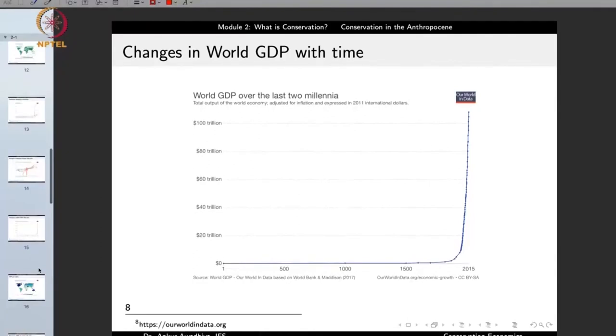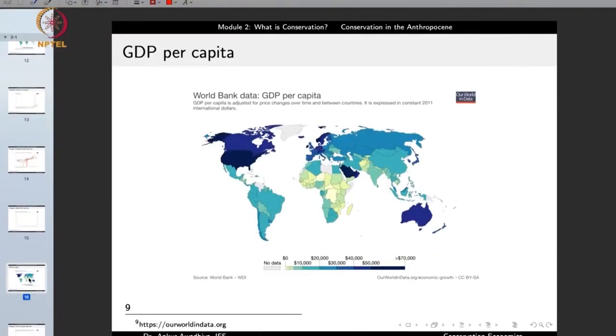So when we say I is equal to P into A into T, the P component has been increasing, and the A component has also been increasing. Now, if we wanted to know how much is the impact of people in different areas, we can look at GDP per capita in different countries of the world. And here we will observe that areas such as the United States or the UAE, most of Western Europe or Canada, have a very high GDP per capita, which means that the affluence in these areas is large.